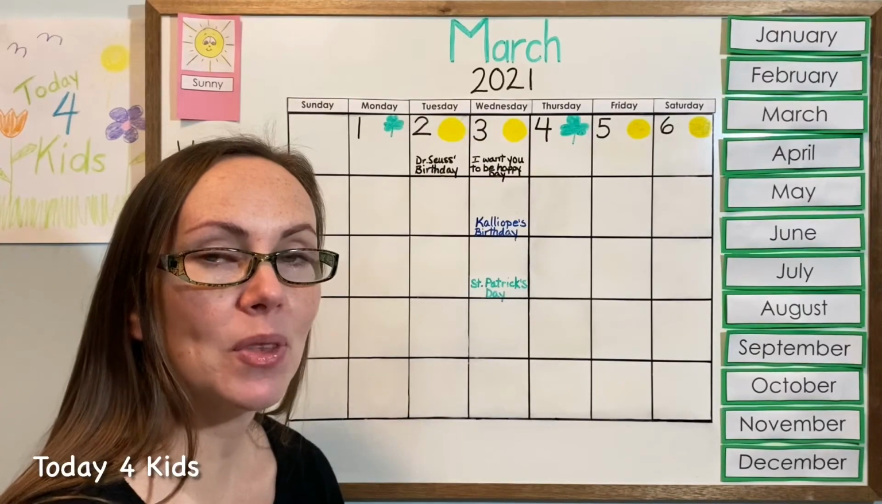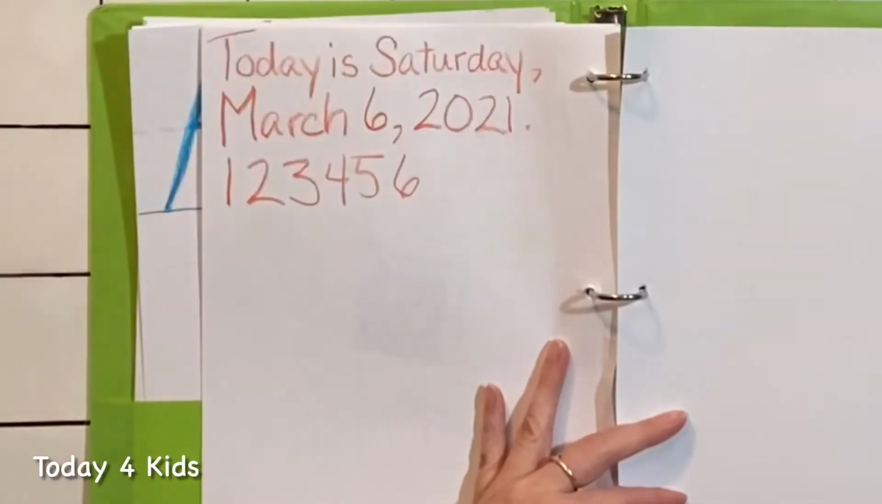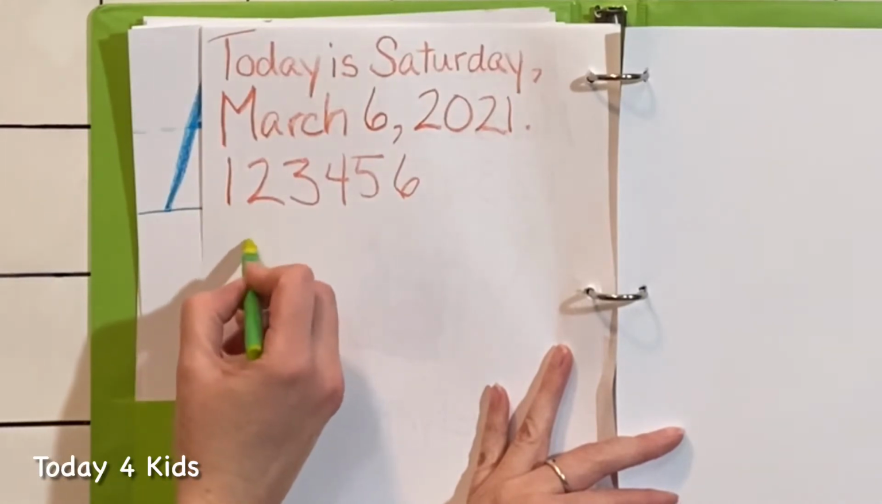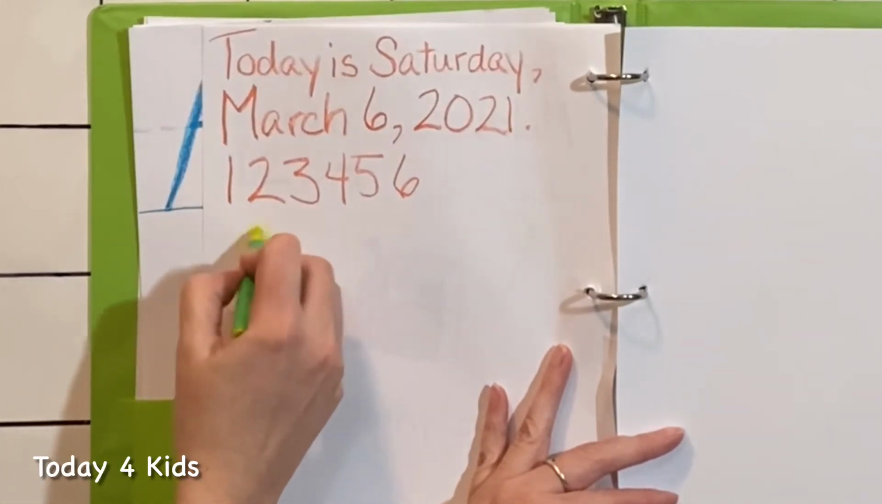Thank you for helping me with the weather chart. Let's put it into our agenda. So we're having lots of sunny days this month. Let's put a sun here. We'll color in our circle.